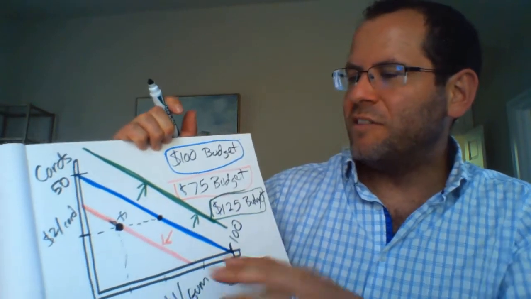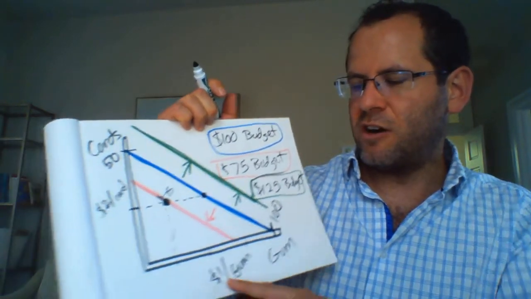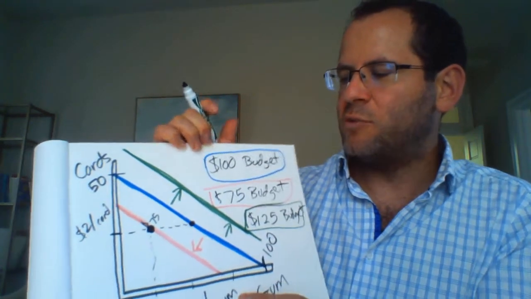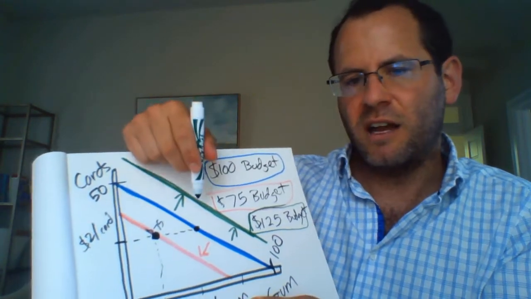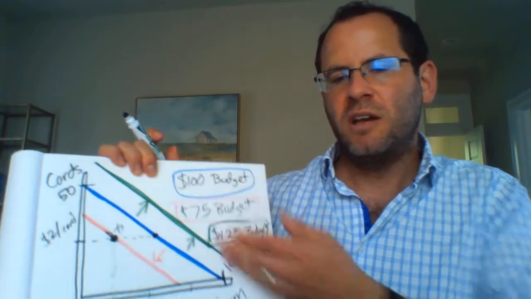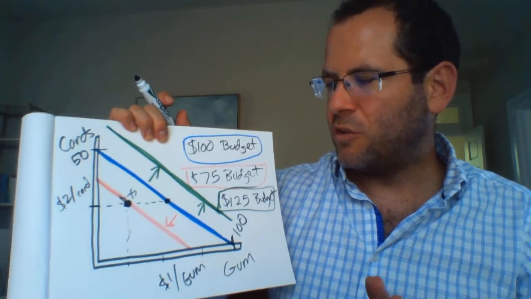So those are leaving the prices, $2 per pack of cards, $1 per pack of gum, the same, just changing the amount of budget we have, and we see a parallel shift in that line. The budget constraint moves in if we have less money to spend, it moves out if we have more money to spend, but either way, it is a parallel shift of the line. They're parallel with each other.